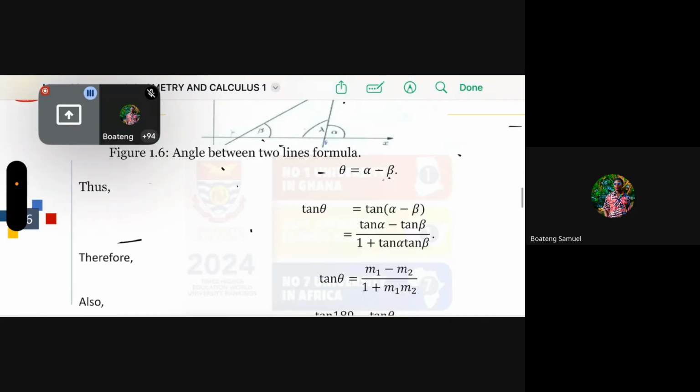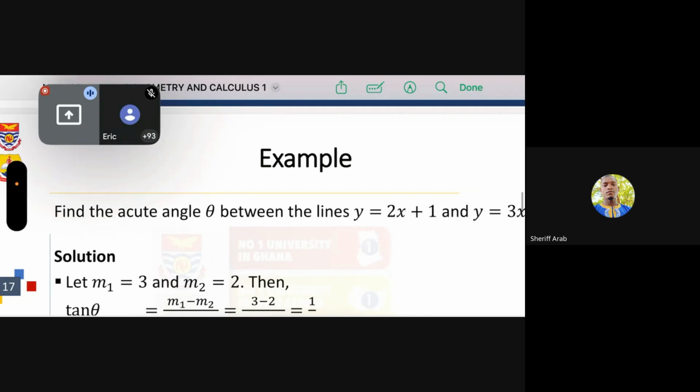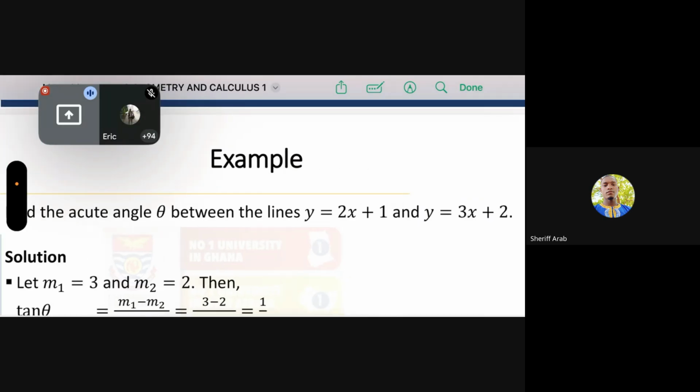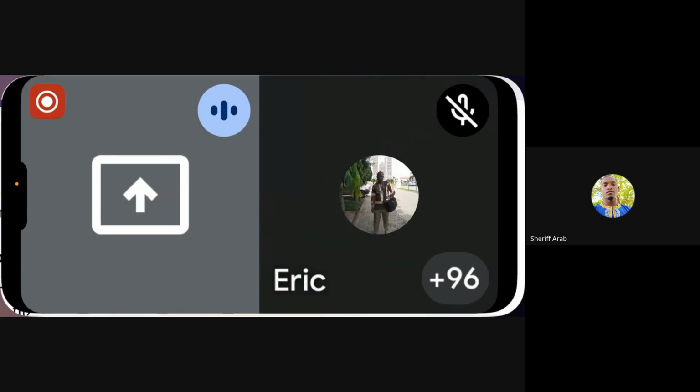So we have a question here. It says, find the acute angle between the line y is equal to 2x plus 1 and y is equal to 3x plus 2. Is there a hand up?